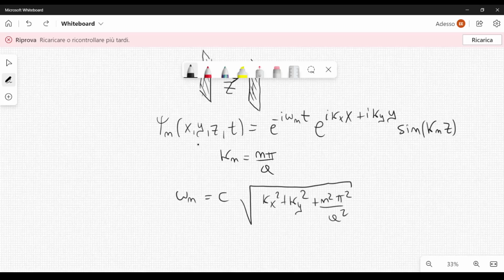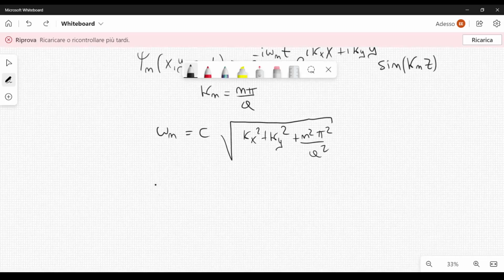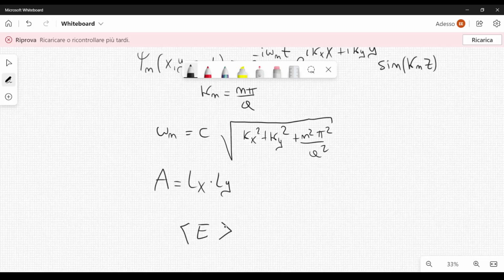Now, what we want to find is the vacuum energy. And the vacuum energy can be obtained as a sum over all possible excitation modes. We will consider the area of the plates to be large, and we will call the area A, which is equal to L sub x times L sub y. So these are the dimensions along x and along y, because the plates are thought to be parallel to the xy plane. How do we find the vacuum energy, which I will call E with these two angular brackets? So we are going to sum over all the possible quanta that we have.